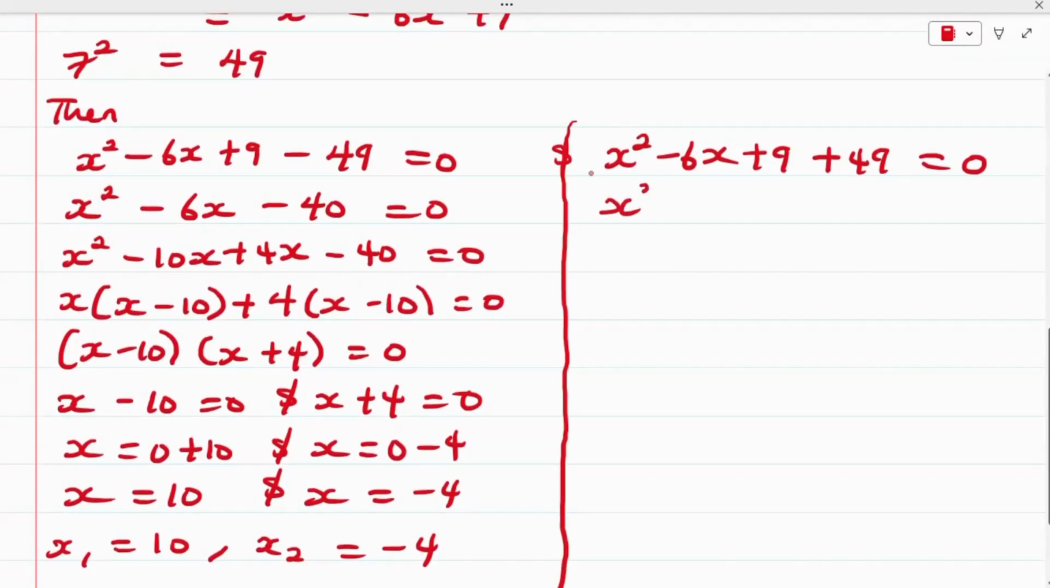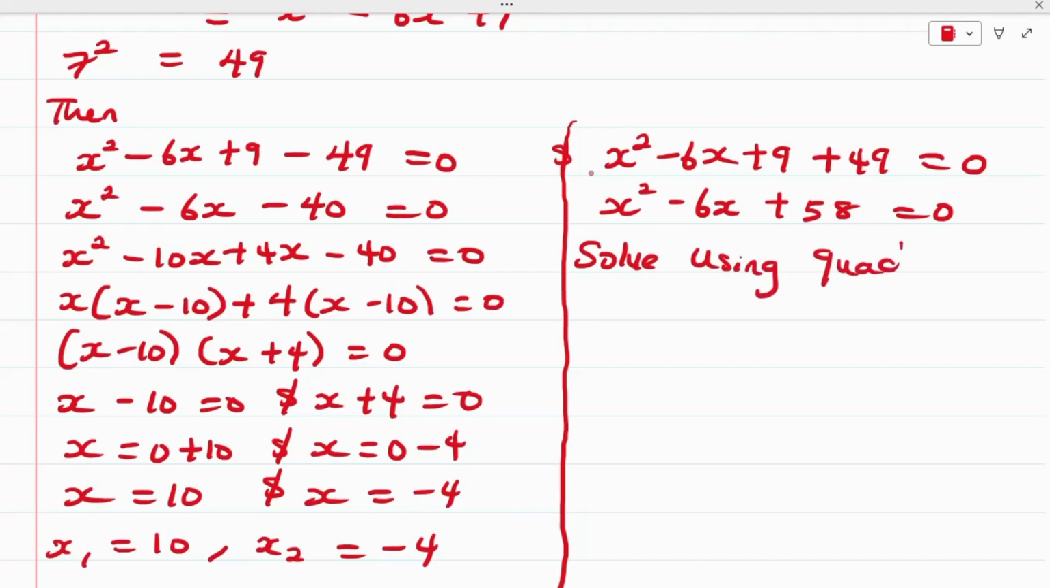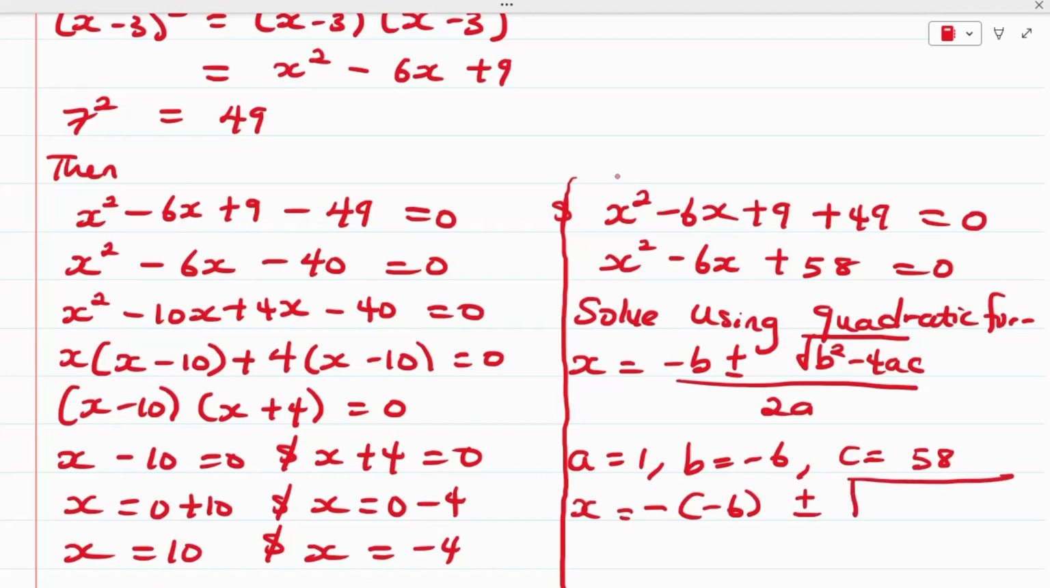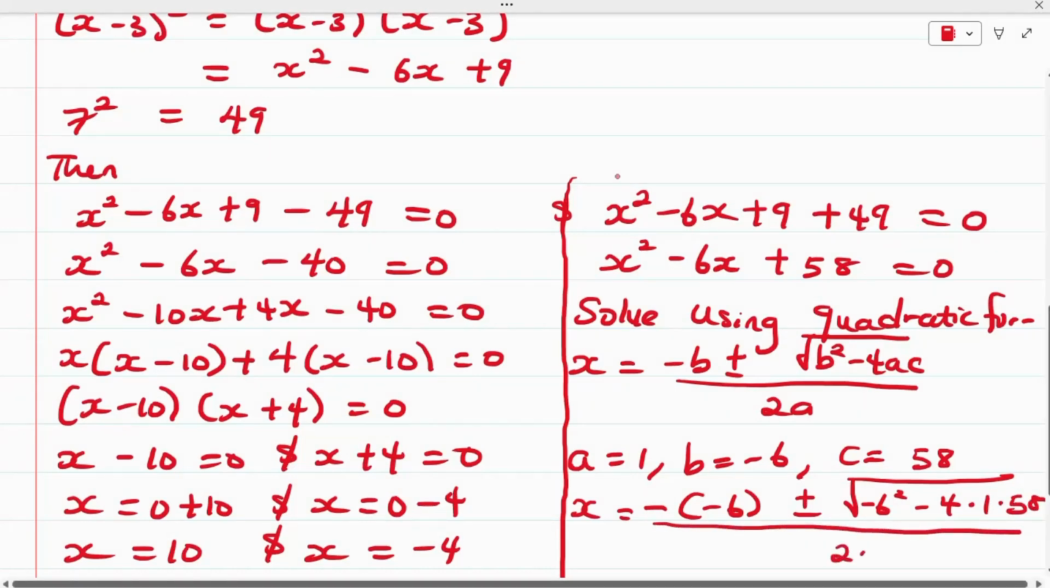Alright, so from here we have that x squared minus 6x plus 9 plus 49 will give us plus 58, which is equal to 0. So we solve using the quadratic formula, right? So solving using the quadratic formula, we have x is equal to minus b plus or minus the square root of b squared minus 4ac, all over 2a. So from here we have that a is equal to 1, b is equal to minus 6, and c is equal to 58. Okay, so right here we have that x is equal to minus b, so minus into minus 6, plus or minus the square root of b squared, which is minus 6 squared, minus 4 multiplied by a, which is 1, multiplied by c, which is 58, all over 2 multiplied by a, which is 1.